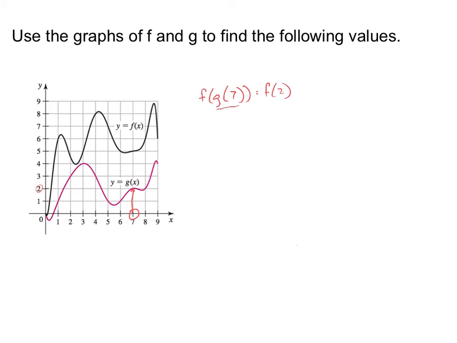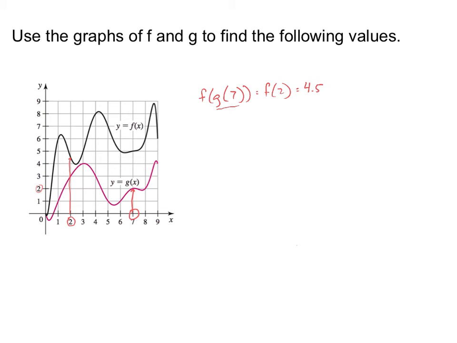Well, we still have f left to do. What is f of 2? So now I'm going to go back to 2 on the x-axis and see where my f graph is. It's kind of an ugly point, but that's because I picked a number off the top of my head. But let's call that 4.5. F of 2 is 4.5.